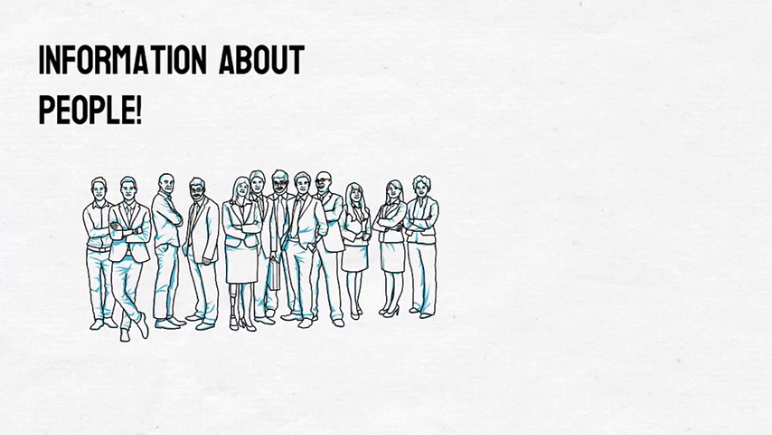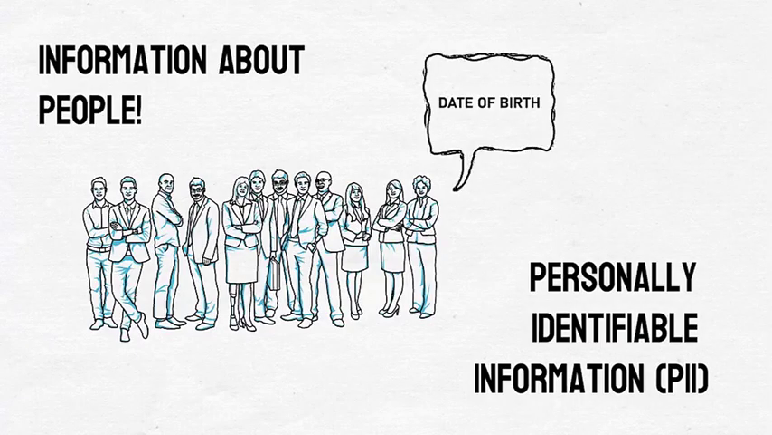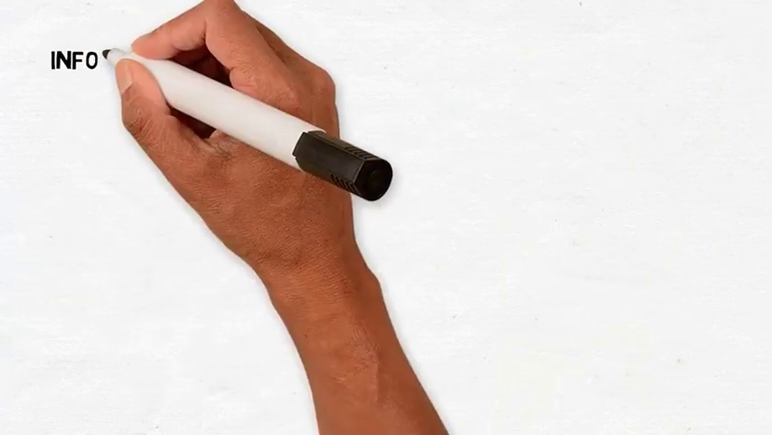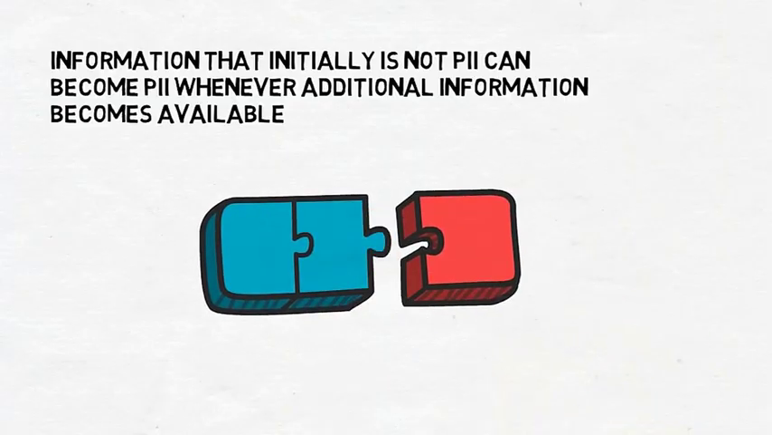The E-Government Act refers to information in identifiable form, more commonly, and in this video, we refer to personally identifiable information, or PII. PII is any information that can be used to identify an individual, either alone or when combined with other information that is linked or linkable to that specific individual. Information that initially is not PII can become PII whenever additional information becomes available, in any medium and from any source, that would make it possible to identify an individual.